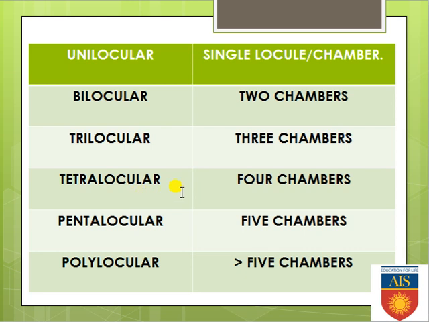If there are more than three locules, that means four locules or chambers are present, obviously they are known as tetralocular. If more than four locules or chambers are present, then it is known as pentalocular. And if more than 5 chambers are present in that ovary, at that time that specific ovary is known as polylocular. That means based on the number of locules or chambers only, we have classified the ovary into these 6 different types. Going to the next slide.